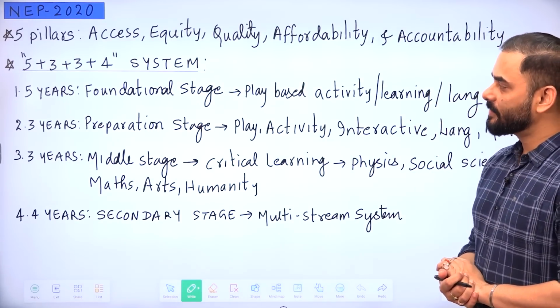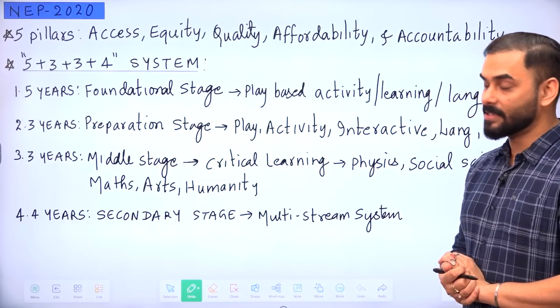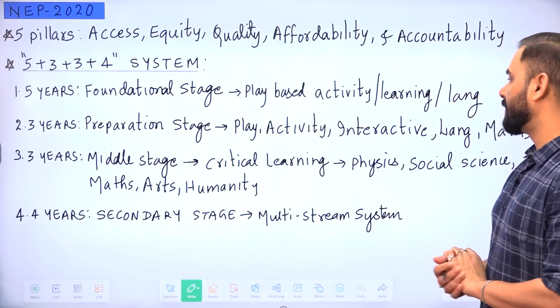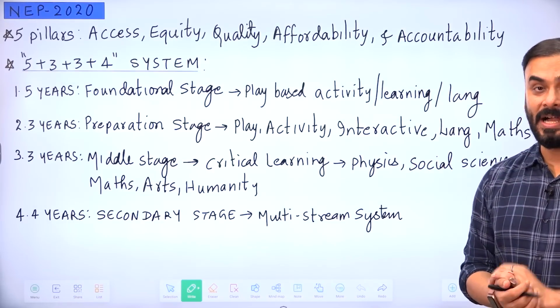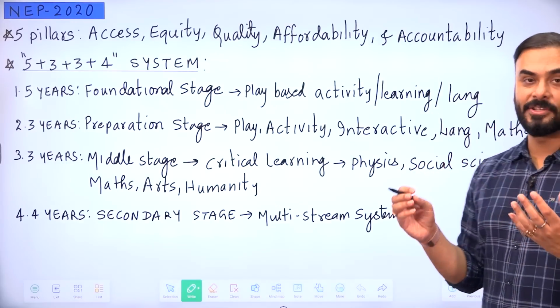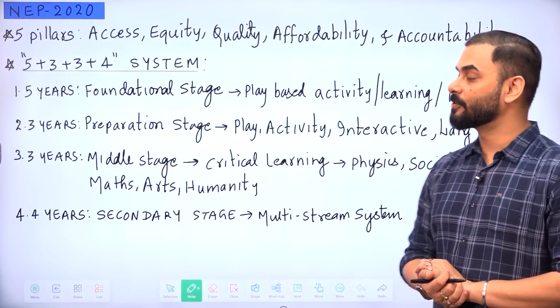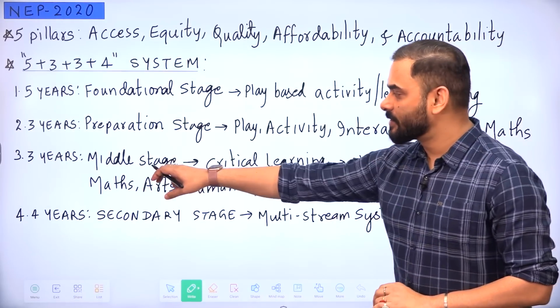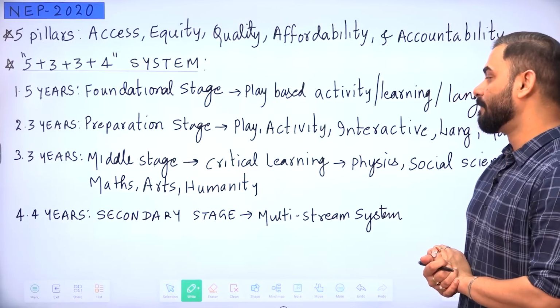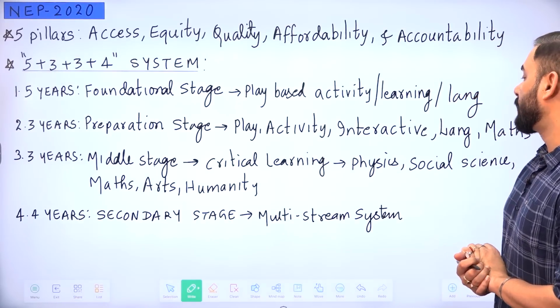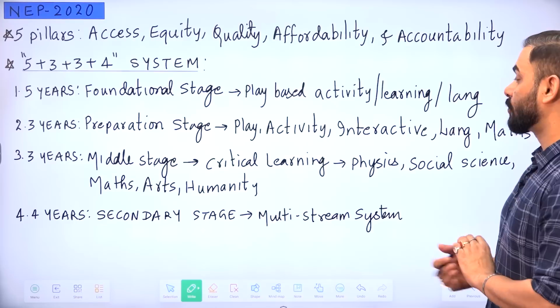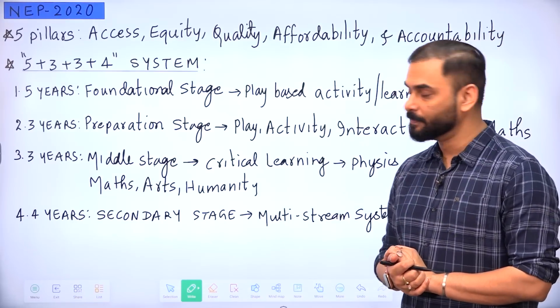The next 3 years is called preparation stage. In this stage also, we use play, activity, and mostly interactive based learning, where we teach higher level of language plus mathematics. Basic maths is also introduced. The next 3 years is called middle stage, and here we try to develop the critical thinking in the children by introducing more variety of subjects like physics, social science, maths, arts, and humanities.